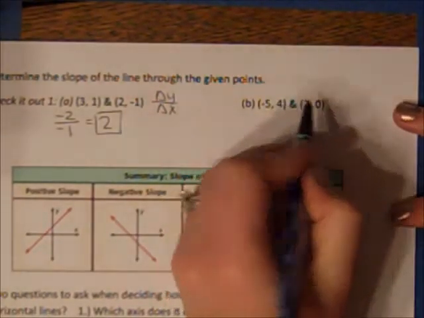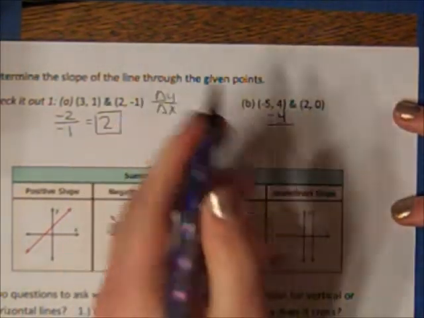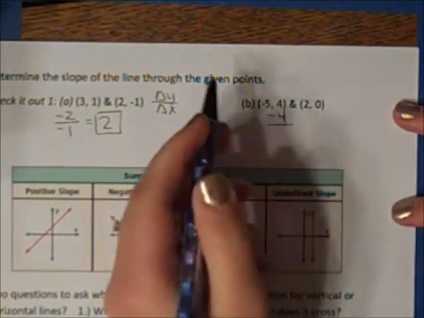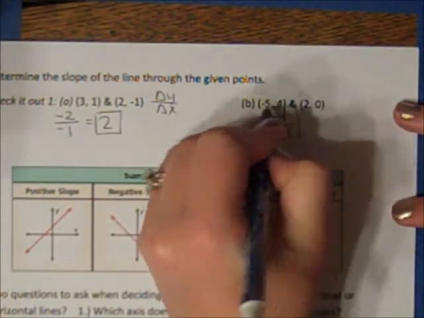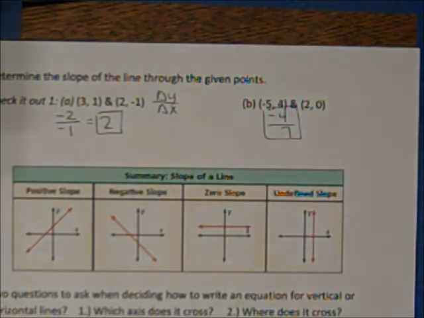Okay, so from 4 to 0, we went down 4. From -5 to 2, we went up 7. So our slope is -4 over 7.